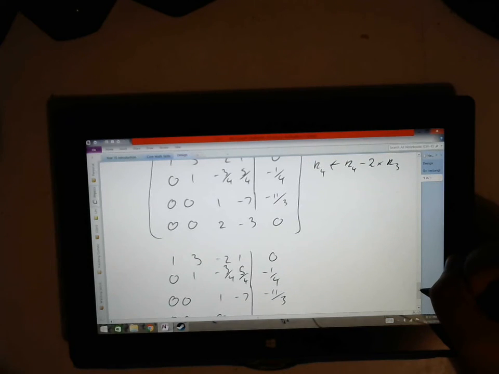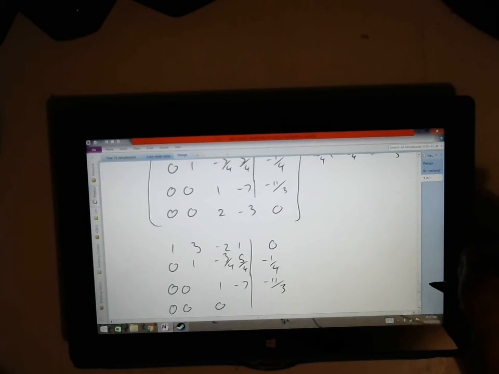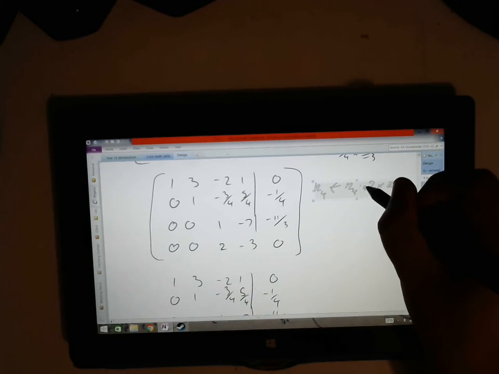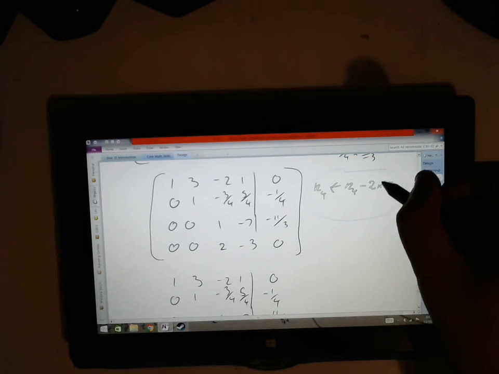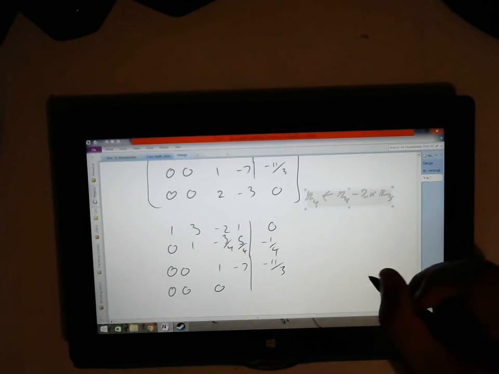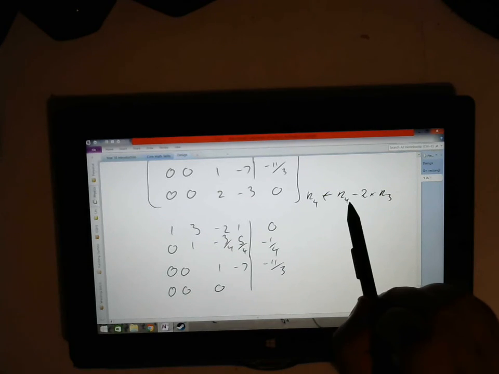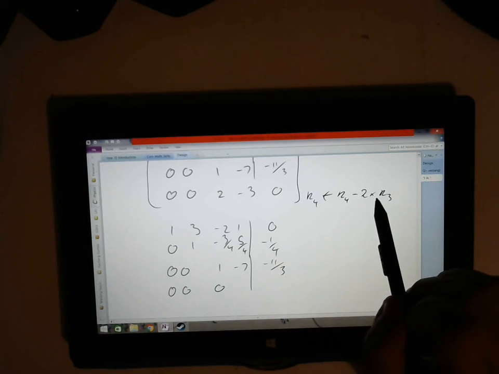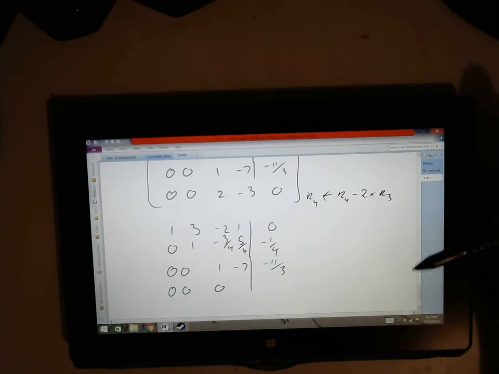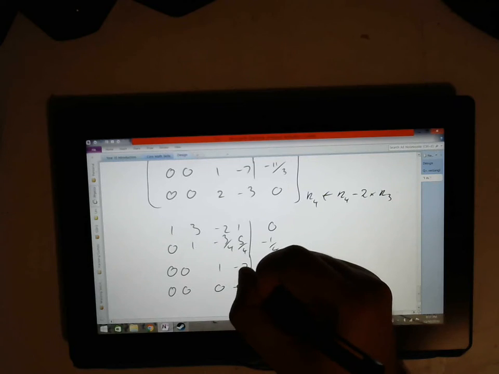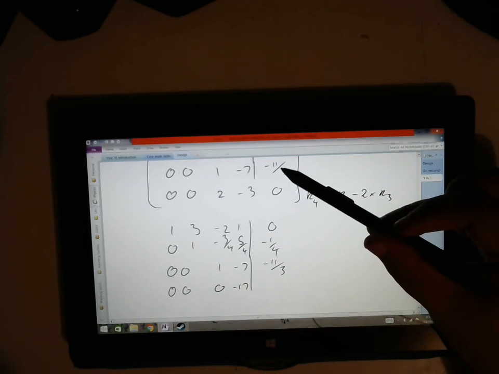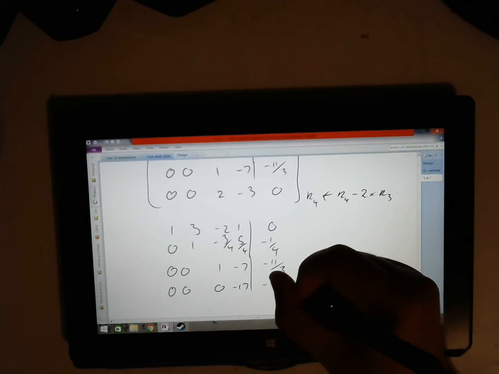And let's see, what was our rule? Let's just move this down a bit, make it easy to read. So we wanted R4 to be R4 minus 3, take away 2 lots of minus 7. So 2 times minus 7 is minus 14, minus 3 is going to be minus 17. And for here, 0 take away 2 lots of negative 11 over 3, so it's going to be negative 22 over 3.